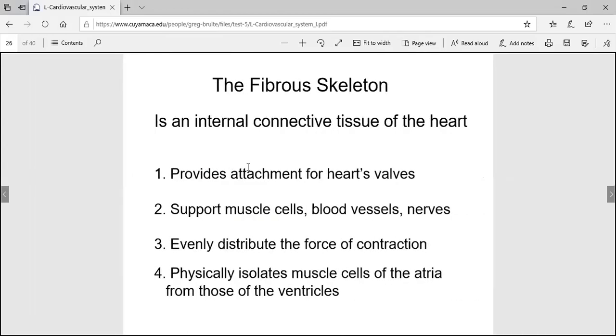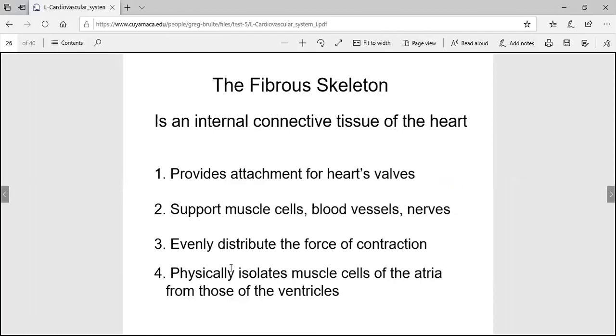So the fibrous skeleton, I don't go into that too much, but if you dissolved everything out of the heart except the connective tissue, it would leave kind of like a collagen matrix in the shape of a heart. That gives a place for the valves to attach. It supports the muscle cells, helps distribute the force of contraction. It keeps the heart from overfilling, because you'd stretch those sarcomeres apart.